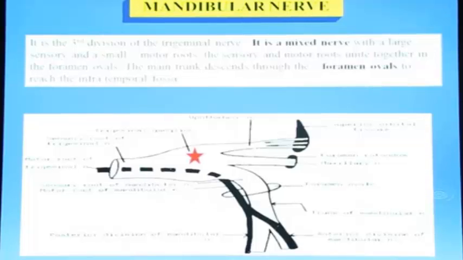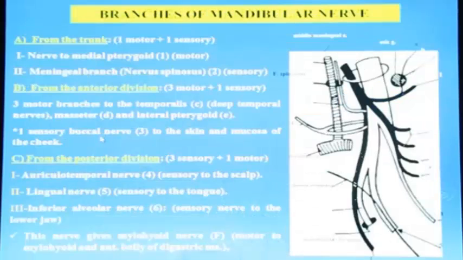So ophthalmic nerve, pure sensory; maxillary nerve, pure sensory; while the mandibular nerve is mixed sensory and motor, and they are mixed to each other in the foramen ovale. So this is the foramen ovale, to reach the infratemporal fossa. So the main trunk descends through the foramen ovale to reach the infratemporal fossa.